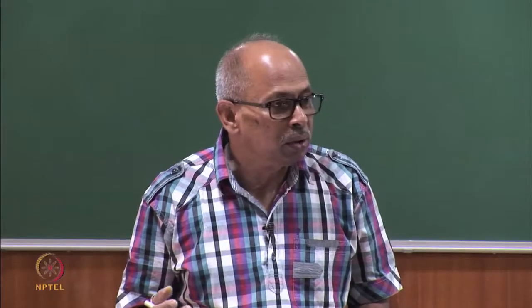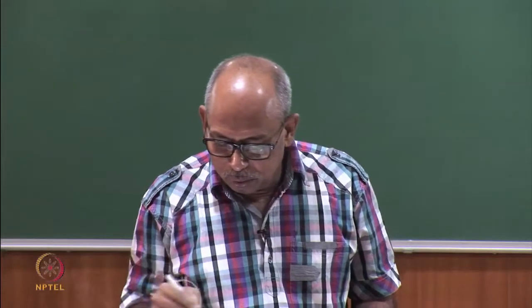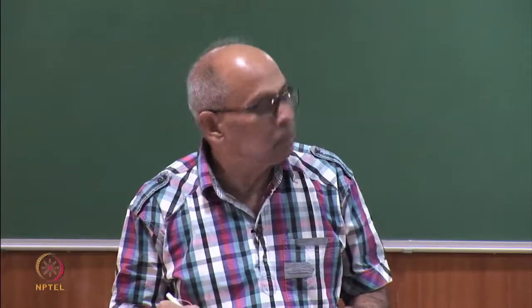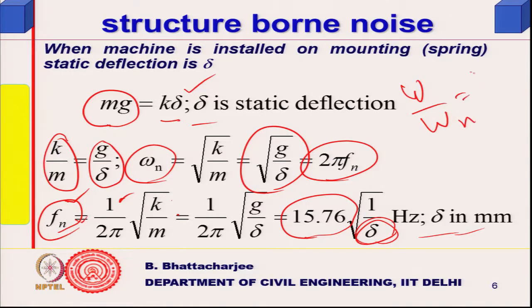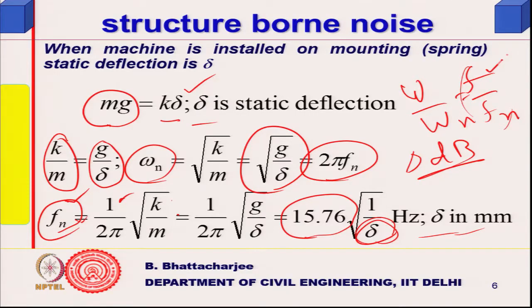So, the ratio now you can choose. What should be the F n you can find out, because you know f by f n, omega by omega n is the same as f by f n, and delta dB is known to you. Therefore, how much ratio you should maintain you can find out, because delta dB is equal to 20 log 1 by tau, and tau is equal to 1 by 1 minus this ratio. So, this ratio you can find out depending upon delta dB, and this is known to you.